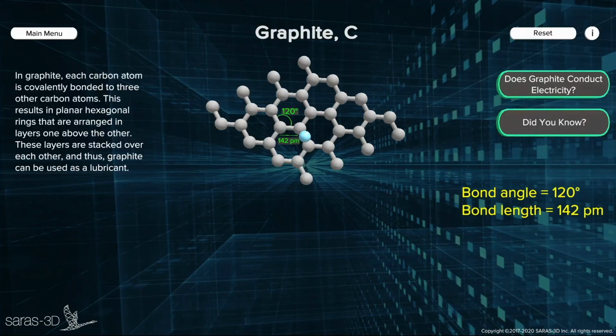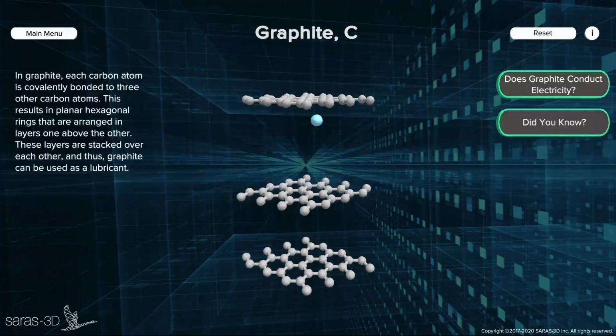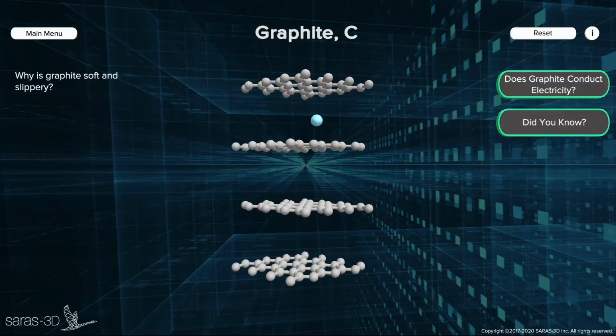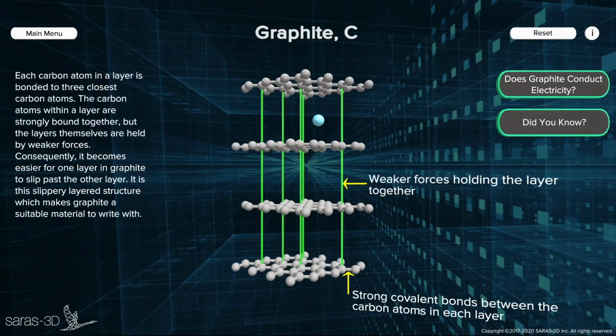Now in graphite, each carbon atom we can see here is covalently bonded to 3 other carbon atoms. The bond angle in graphite is 120 degrees and the bond length is 142 picometer. And the layers are stacked one over the other, and thus graphite can act as a lubricant. Now, have we ever wondered why graphite is soft and slippery?